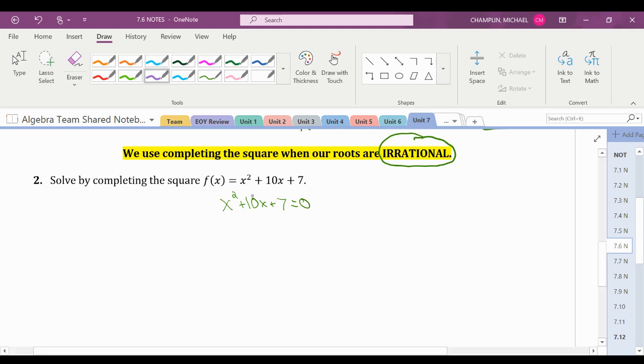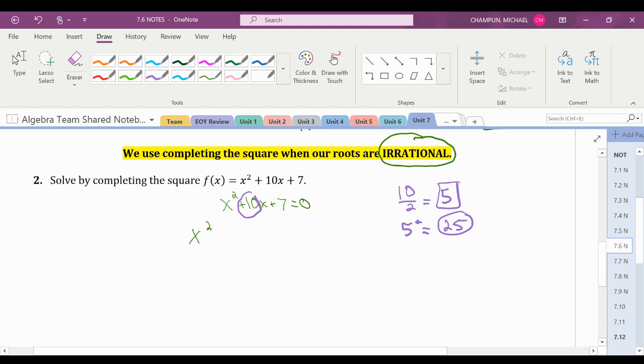I'm going to take my b number, which is positive 10, and divide by 2. 10 divided by 2 equals 5. That's an important number. And then I'm going to do 5 squared, which equals 25. All right, so these two are going to be important for completing your square. I'm going to take this 25, and I'm going to add it and subtract it into my trinomial. And it's going to look something like this.